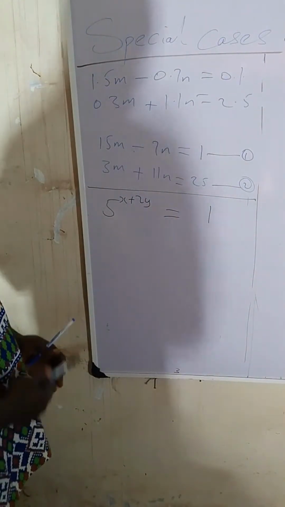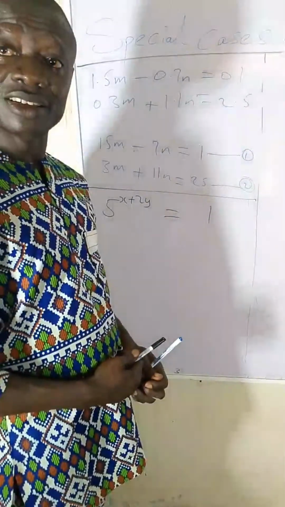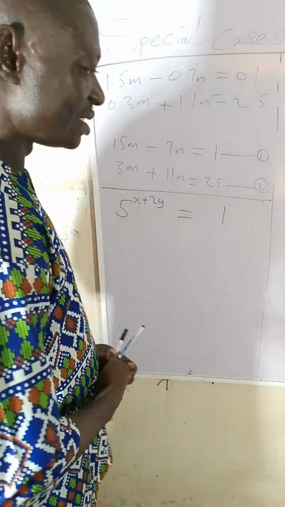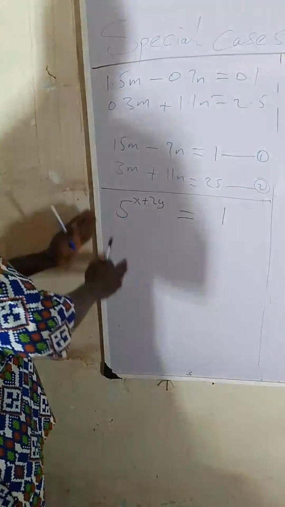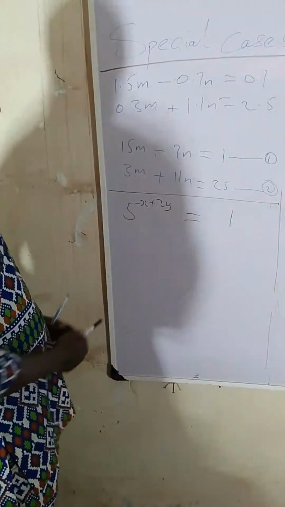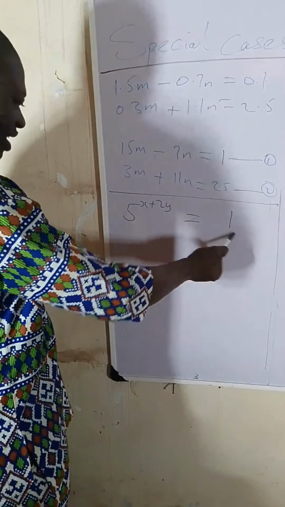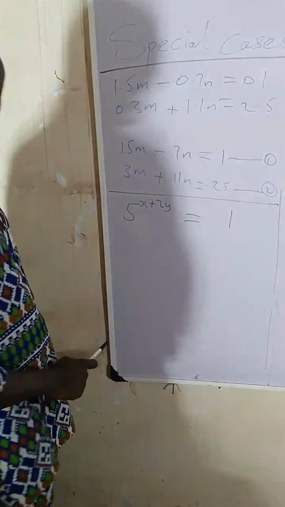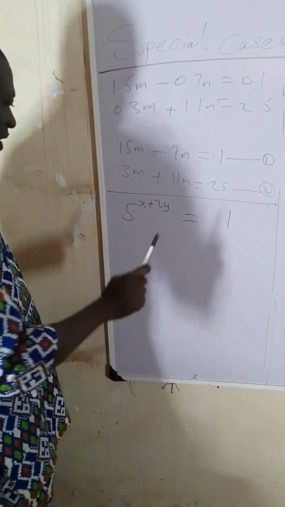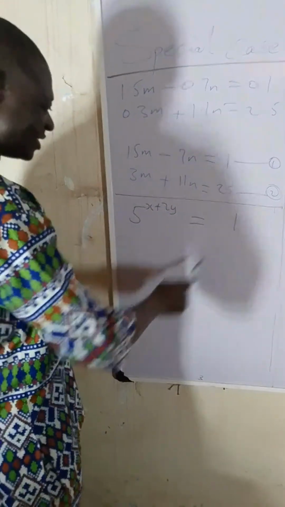We try to form the same base. We'll finish this one before we go to the second one. We want to find the same base here. In other words, we need 5 here, as we have 5 here. We need 5 here in accordance with indices. Or we need 1 here, if it is possible. But it is not going to be better that way.